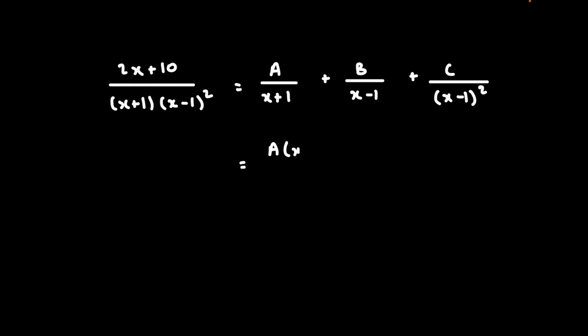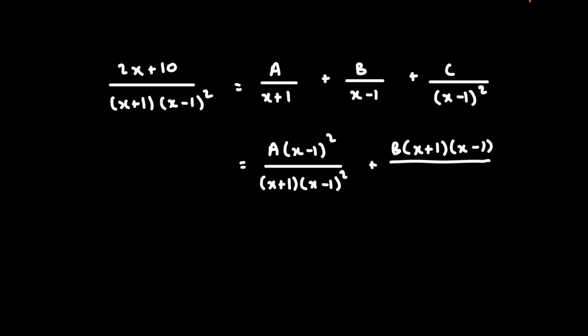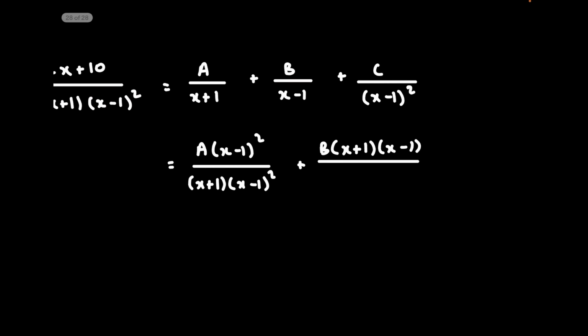So a times x take 1 whole squared divided by x plus 1, x take 1 whole squared. So now you can notice the denominator is the same as the denominator in the question. So what do we times the top and bottom of this fraction to get the same denominator as the starting question? Well, I already have an x take 1. I'm missing an x plus 1. And I need another x take 1, so I have x take 1 squared. So on the top and bottom, I'm simply going to times by x plus 1 and x take 1. So now you can see the denominator. All I'll simply get is x plus 1, x take 1 whole squared.